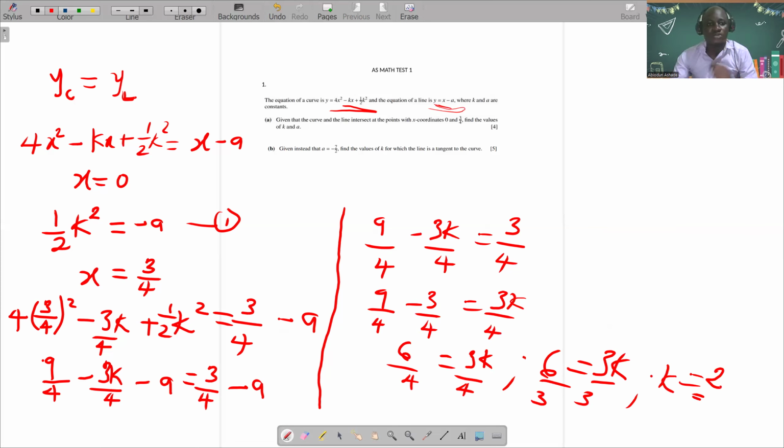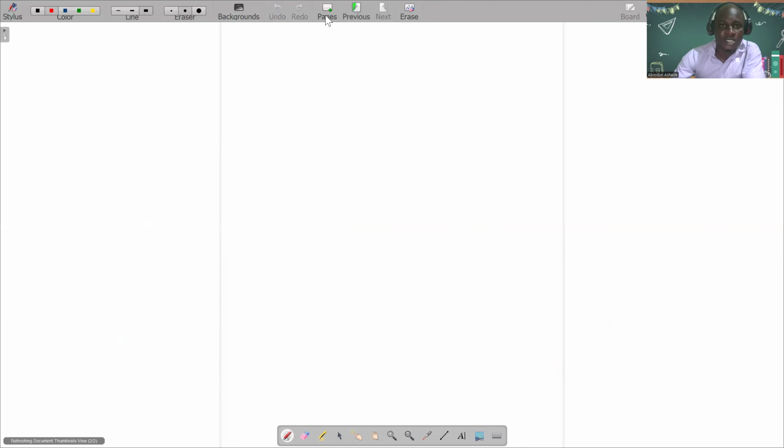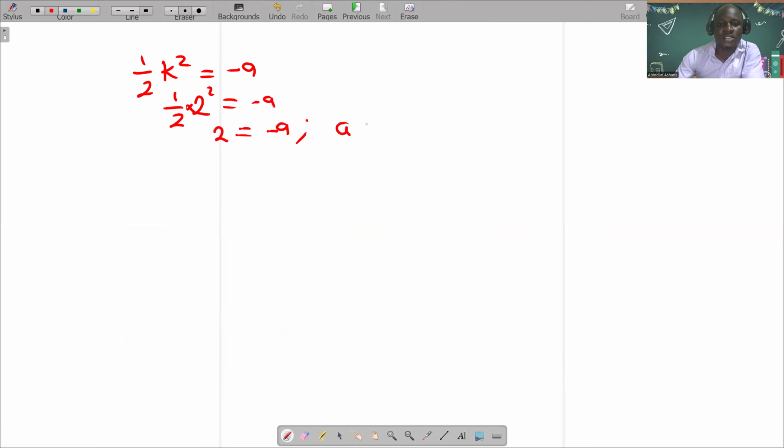So we know our k is 2. And don't forget in our equation 1, we say half k squared equals minus a. So from there, we can get our a. That means half of 2 squared equals minus a. So that means 2 equals minus a. Invariably, we can say a equals minus 2. So our k equals 2 and a equals minus 2. That's the first problem.